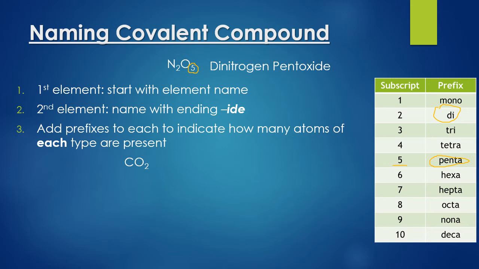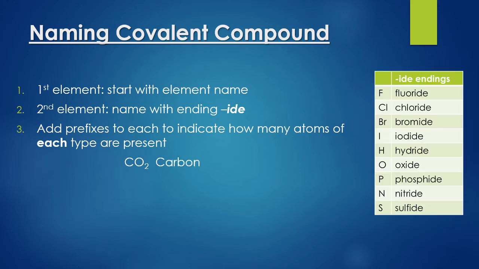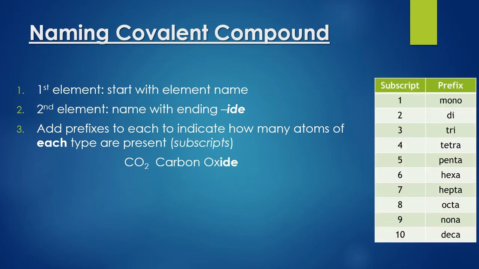Let's try another example, CO2. Start by naming the first element. So C is carbon. Second step, name the second element, but add an -ide ending to it. So the second element is oxygen, so oxygen becomes oxide. Last but not least, we're going to add prefixes to each to indicate how many atoms.